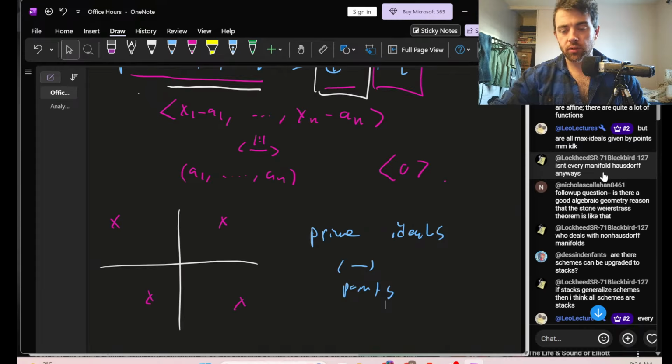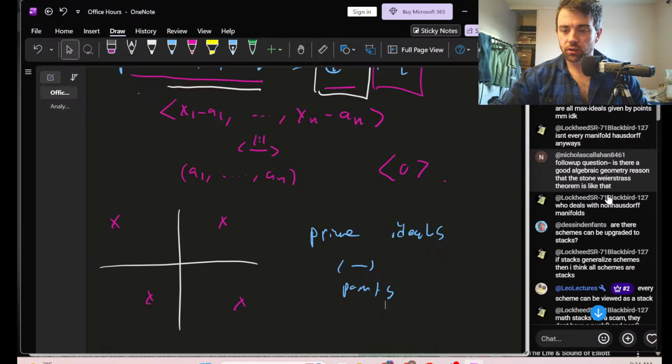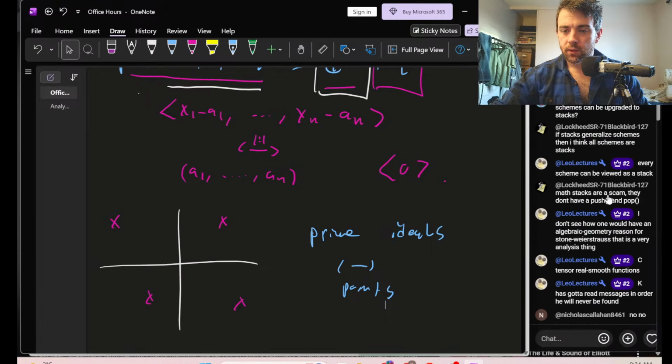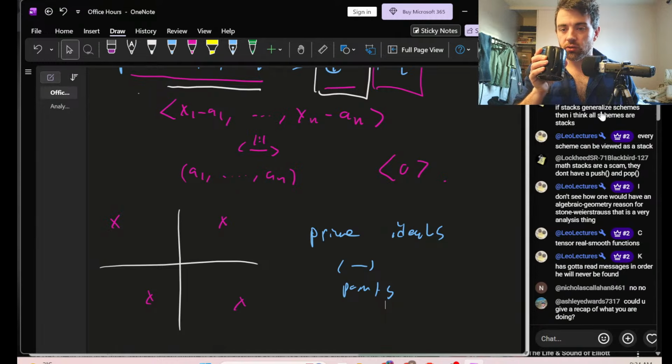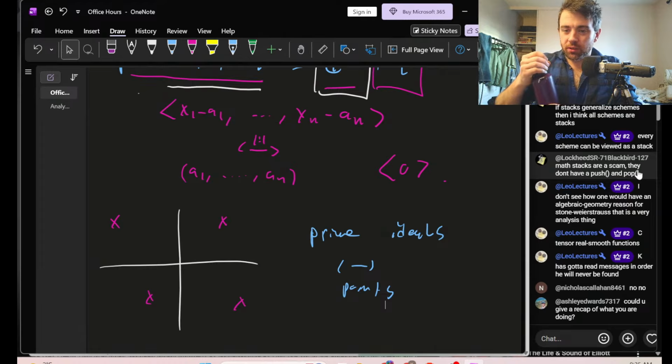Is every manifold Hausdorff? Yes, that's true. Is there a good algebraic geometry reason that the Stone-Weierstrass theorem is like that? I don't know. Maybe. Other schemes can be upgraded to stacks. Well, every scheme is a stack. Sort of. Every scheme is a stack, right? So stacks are supposed to be generalizations of schemes. Yeah. Math stacks are a scam. They don't have push and pop. Yeah. I don't see how one would have an algebraic geometry reason for Stone-Weierstrass.